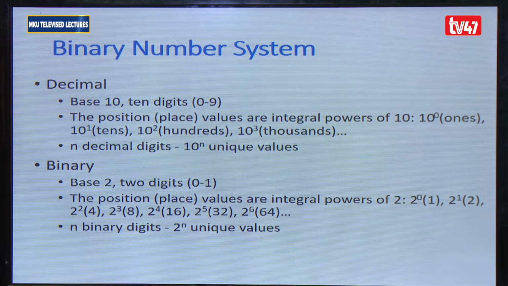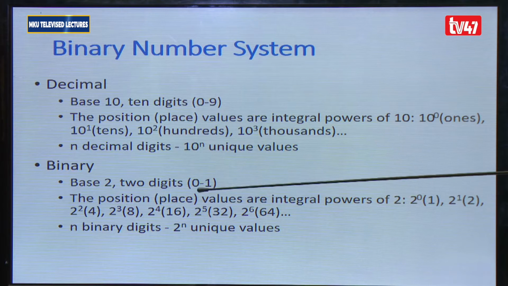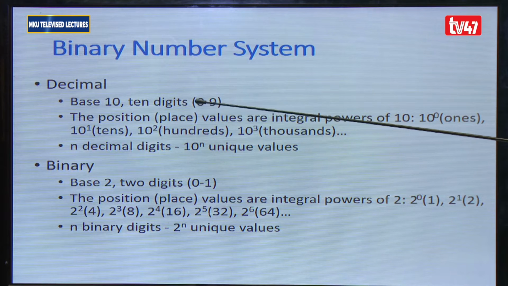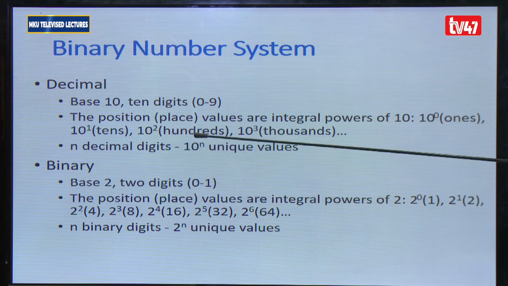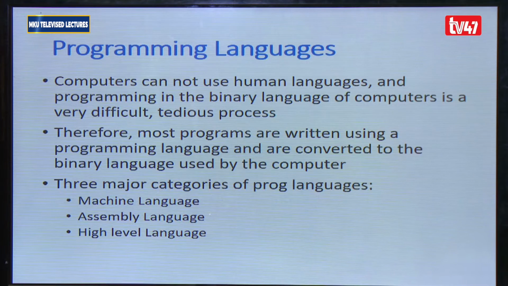As I have mentioned, we have the binary number system, which is a collection of zeros and ones. That is what the computer understands. For human beings, we are used to what we call the decimal number system, which is zero to nine. For the computer, it is zero, one. We shall not focus on that, as we have done that in introduction to computers.